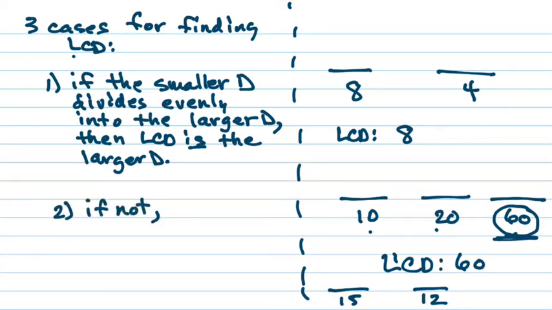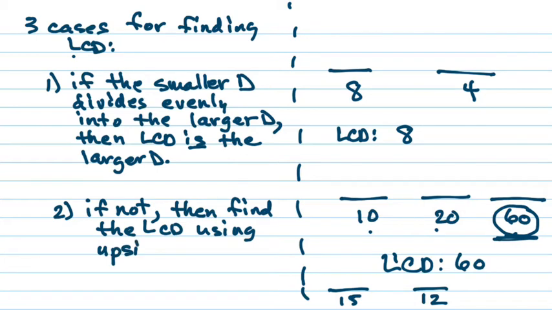If not, and by if not, I mean the smaller one will not divide into the larger one. Okay? Then find the LCD using, now this is going to be weird, upside down division.